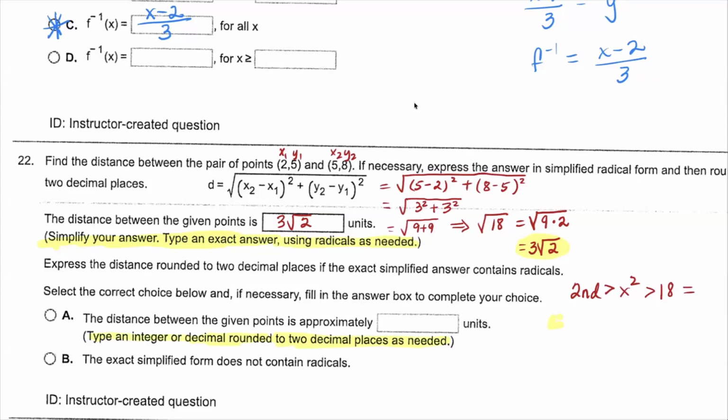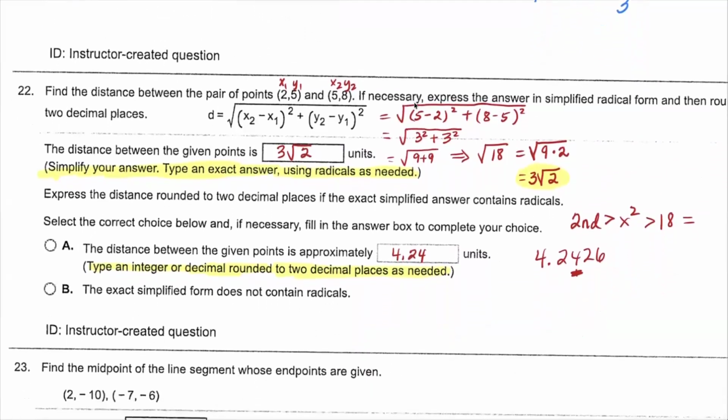So when I put that in, I got 4.2426, and so on. But I only want it rounded to 2 decimal places. So that's going to be 4.24. If the number after the 4 had been a 5 instead of a 2, then we would have rounded it to 4.25. But 4.24 is the second part of this answer.